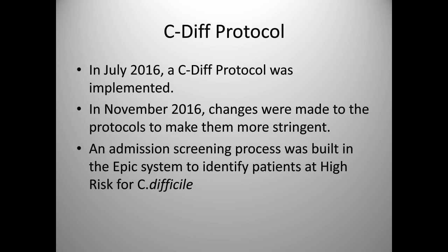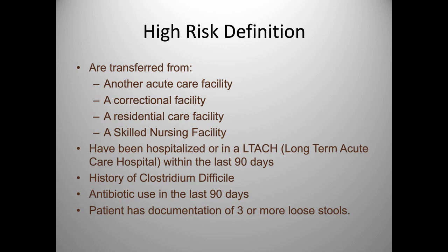So the high-risk patients that we identified were patients that are transferred from another acute care facility, if they were coming from a prison, a residential care facility, or a SNF unit. If the patients had been hospitalized in a hospital or the LTAC hospital within the past 90 days, if the patient had a history of C. diff, if there was any use of antibiotics within the past 90 days, and those patients we could pick up just from our charts, talking to our physicians in the community, and then if a patient had 3 or more loose stools, that was documented.